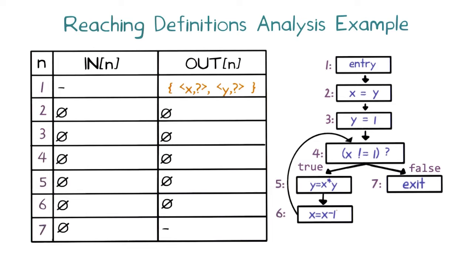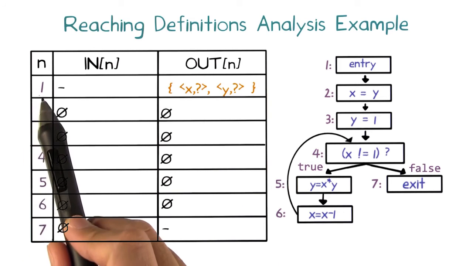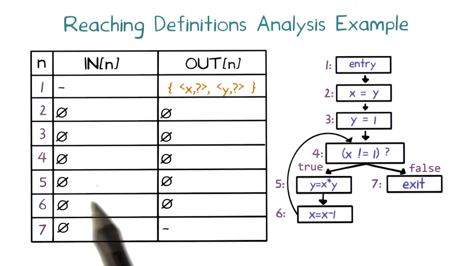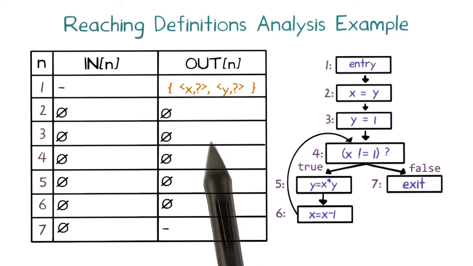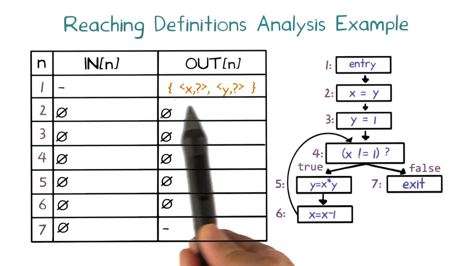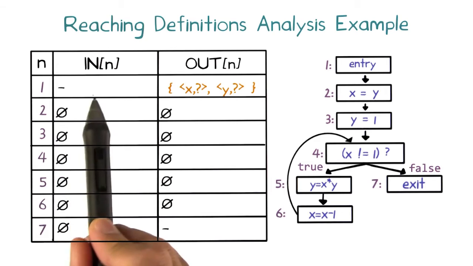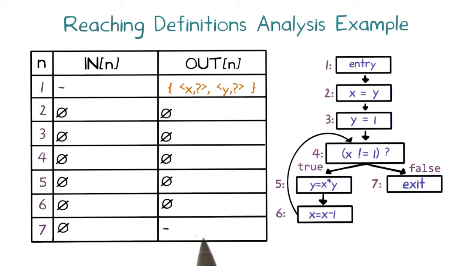Now let's see how the chaotic iteration algorithm for reaching definitions analysis works on our example control flow graph. We will use this table to track the values of in and out sets of each of the 7 nodes in this control flow graph. The algorithm starts by initializing all these entries to the empty set, except for the out set of the entry node, which captures the fact that both variables x and y are undefined at this point. Also, we will ignore the in set of the entry node and the out set of the exit node, as these nodes do not contain any statement and are merely placeholders.